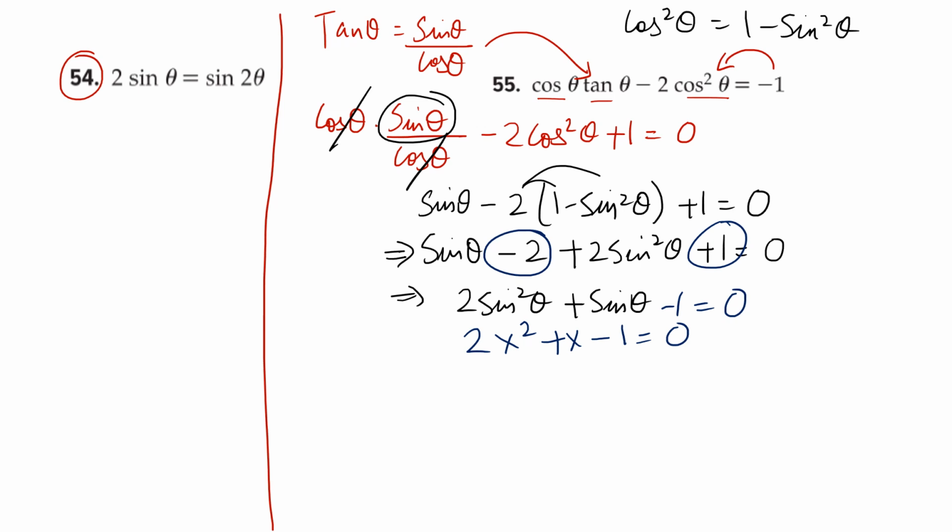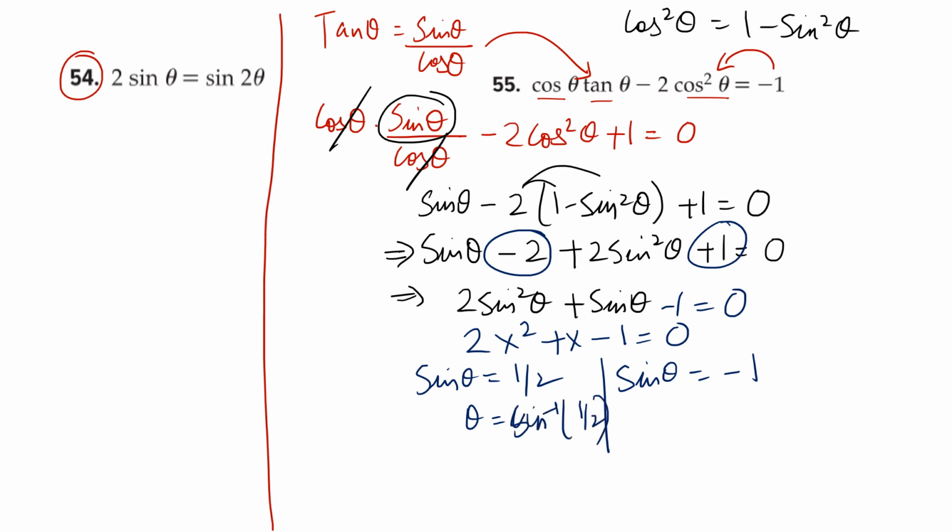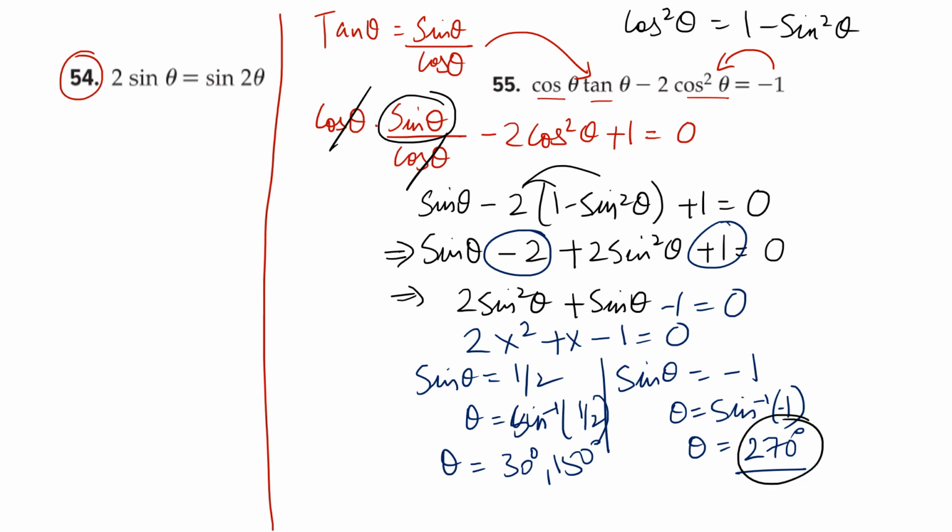I would urge you to use your calculator to save time, and then you will get two answers. Sine theta is 1 by 2 and sine theta is minus 1. Use calculator, do sine inverse, and get your answers here. So let's see what we get. From the first part, I'm getting two values, 30 and 150. From the second one, I get 270, but this time I will reject this 270.